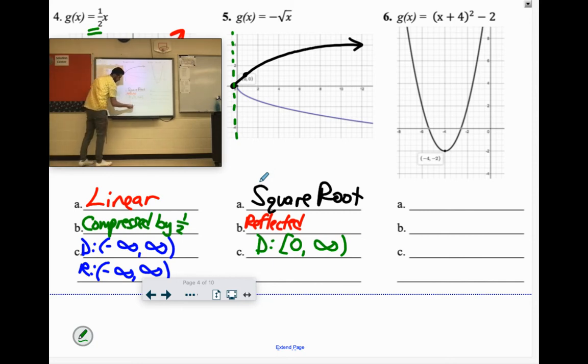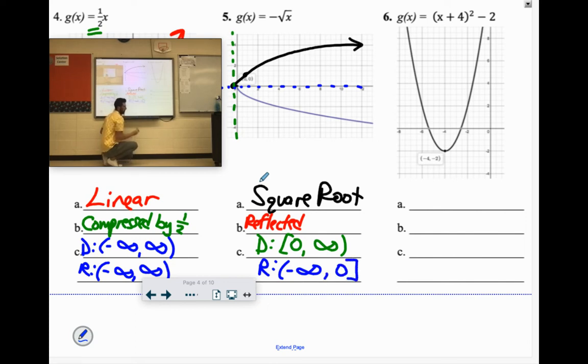The range are all of our y values. So if you look, the highest y value is 0, and it goes towards negative infinity. So you're not going to write 0 first and then negative infinity, because negative infinity is like the low end of it. So you're going to start with negative infinity, and you're going to max out at positive 0. So that's how we're going to write that. That's the trickiest one we have today. Okay? So don't get too fearful. All right, last one. This is a quadratic function.